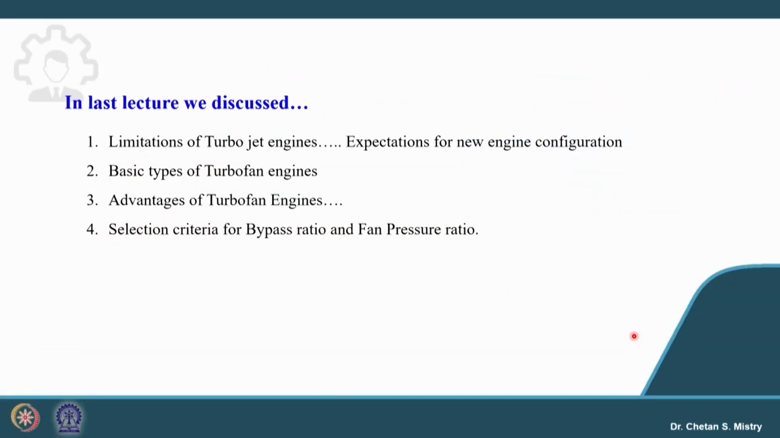In the last lecture, we were discussing the limitations of the turbojet engine. We were discussing the expectations from the new engine configurations, and the basic types of turbofan engine. We were discussing the advantages of the turbofan engine. We also discussed the selection criteria for the bypass ratio and fan pressure ratio.